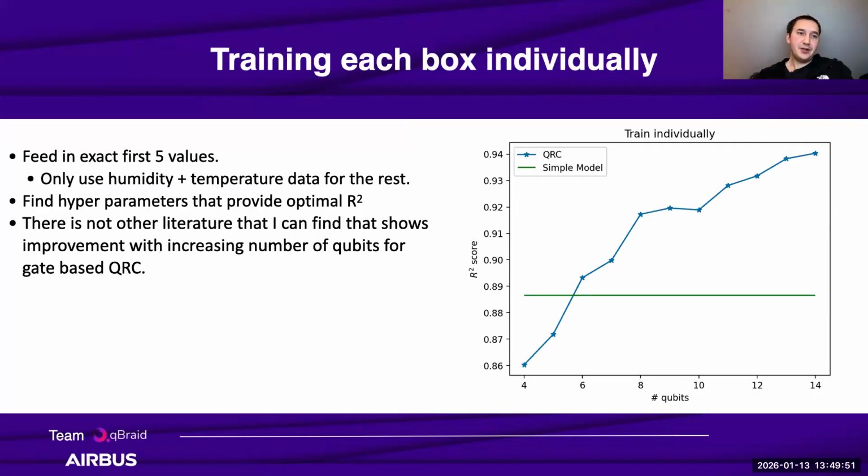Previously, we trained all the boxes with one model. If you do train a different model for each of the boxes, using the same hyperparameters, then you can far surpass the simple model's R-squared value, just by not assuming that the only appropriate parameters are the humidity and temperature.